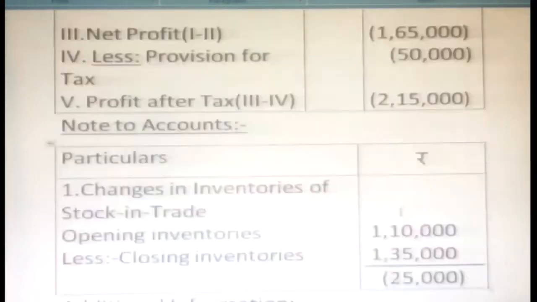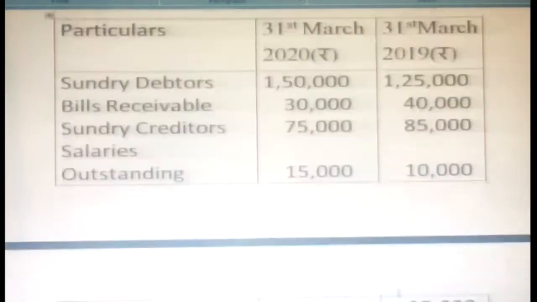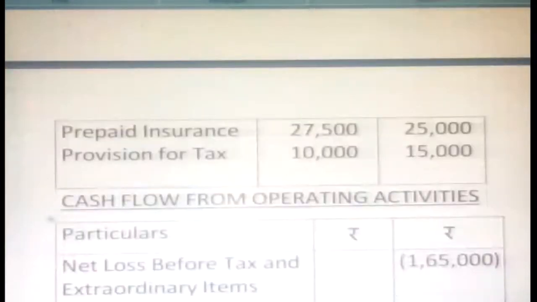Okay. From this information, the additional information they have given: both opening and closing of sundry debtors, closing 1,50,000, opening 1,25,000. Bills receivable they have given 30,000, 40,000. Sundry creditors 75,000, 85,000. Salaries outstanding 15,000, 10,000. Then prepaid insurance 27,500 in the current year, and in the previous year 25,000. Then provision for tax 10,000, 15,000.